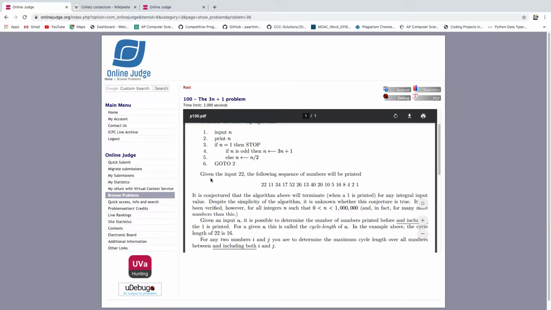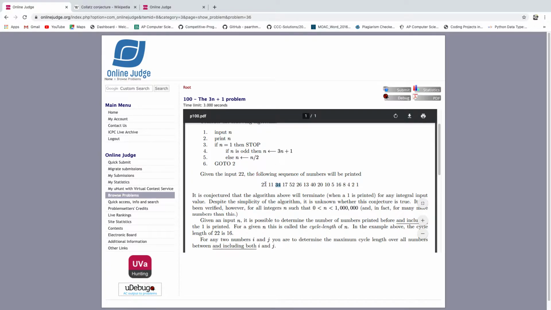For example, let's say we take 22. With 22, we first print the input, print n, and then if n is 1, no. Is n odd? No. It is even, so you divide by 2, and then you go back to step 2. So you print it, and then is it 1? No. Is it odd? Yes, it is. So you multiply by 3 and add 1, go to 34, print it, and then keep repeating the same thing.